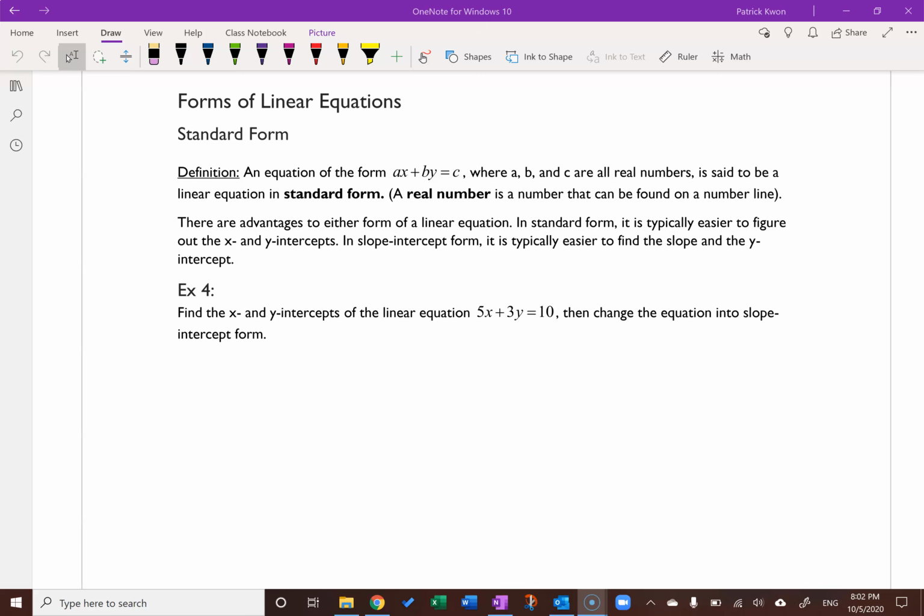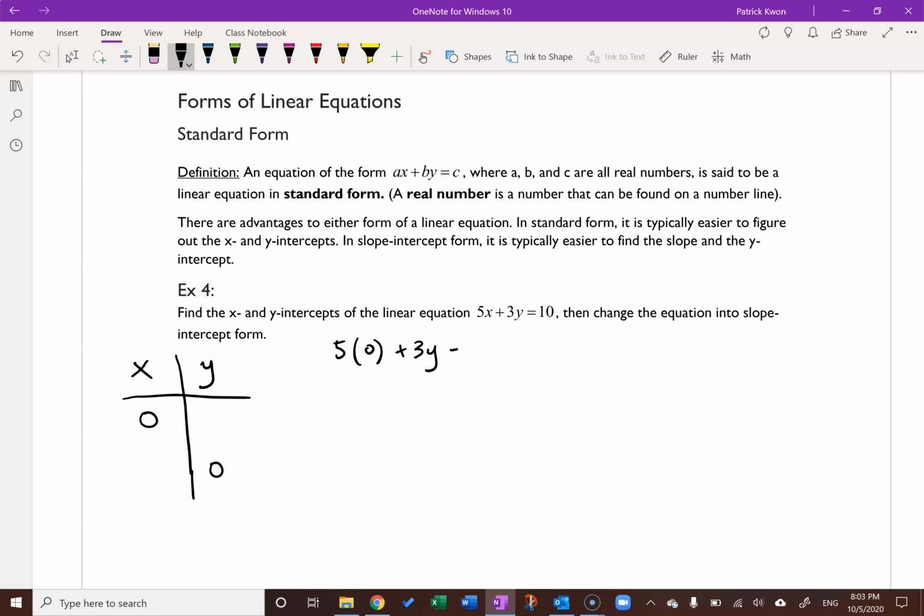So, example 4 says find the x and y intercepts of the linear equation 5x plus 3y equals 10. Then change the equation into slope-intercept form. If I created an input-output table, so here's x, here's y, the y-intercept is the ordered pair where the x-coordinate is 0, and the x-intercept is the ordered pair where the y value is 0. So let's go ahead and plug in 0 for x and solve for y and see what we get.